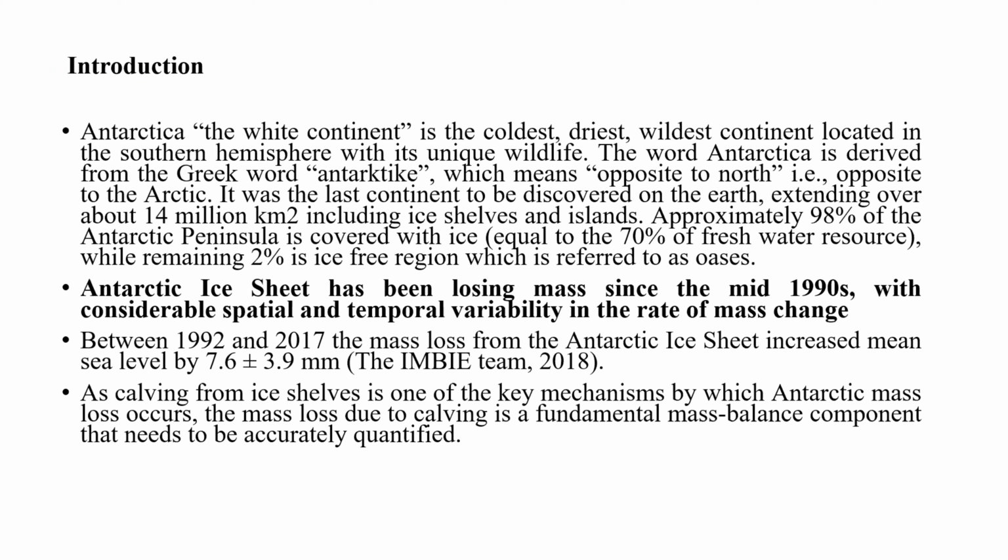So it contains most of the freshwater resources, and it has been noted by several other authors in the past that there has been a strong loss of mass from the mid 1990s, and between 1992 and 2017, the mass loss from the Antarctic ice sheet has increased the sea level. Calving from ice shelves is one of the key mechanisms by which Antarctic mass loss occurs. So the mass loss due to calving is a fundamental mass balance component that needs to be accurately quantified.